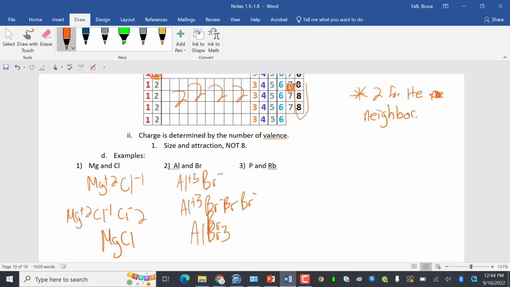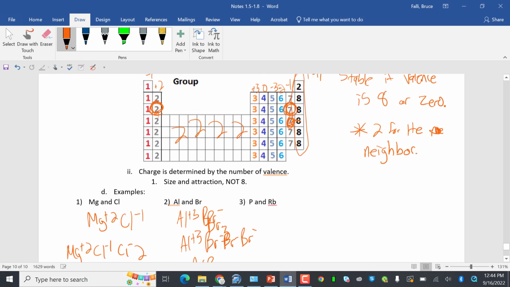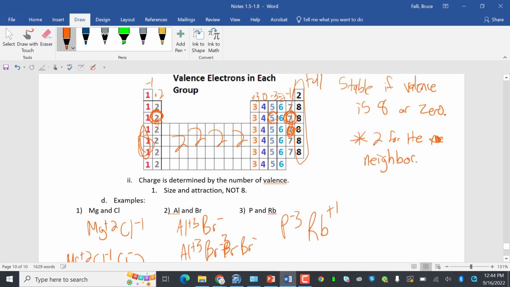P and Rb. P is right around here. P is up one, so P is right here. And Rb is somewhere over here in the 1 spot. So P is going to be -3 and Rb is going to be +1, but the positive one always goes first.